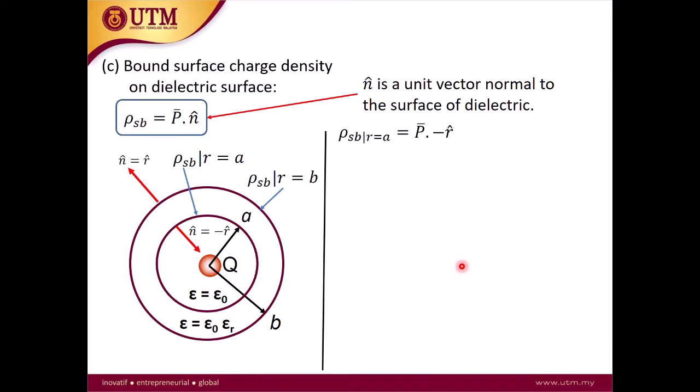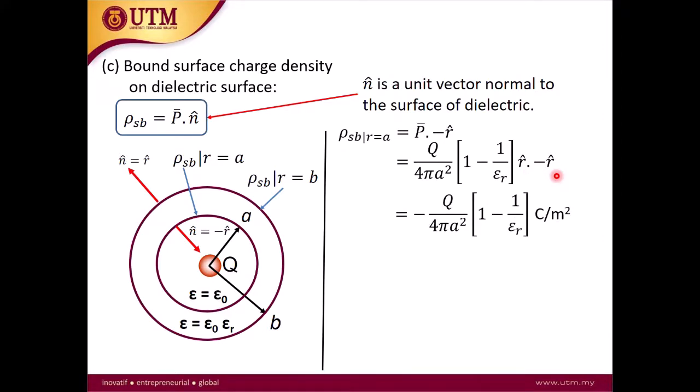So rho SB at R equal to A is equal to the polarization vector dot product with negative R. This is our polarization vector, and then we change R to A. So P is equal to Q divided by 4 pi A square, 1 minus 1 over epsilon R, in the direction of R, dot product with negative R. So you get rho SB at R equal to A equal to negative Q divided by 4 pi A square in bracket 1 minus 1 over epsilon R, coulomb per meter square.